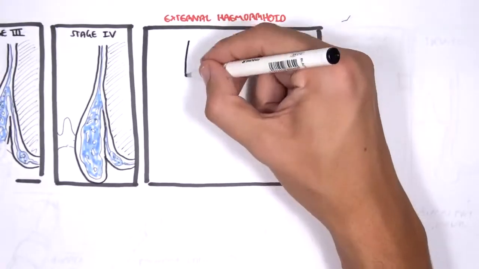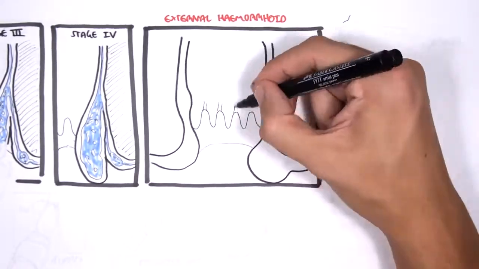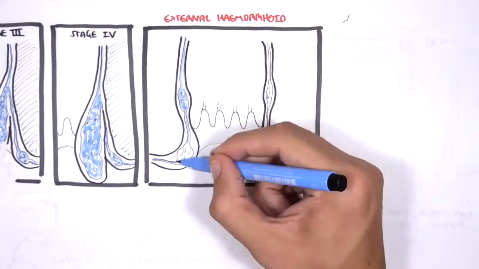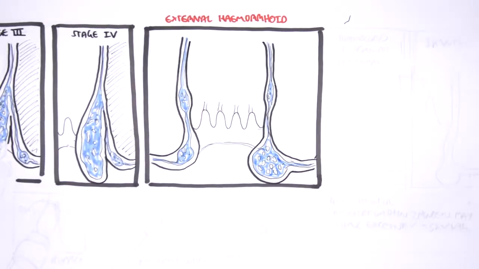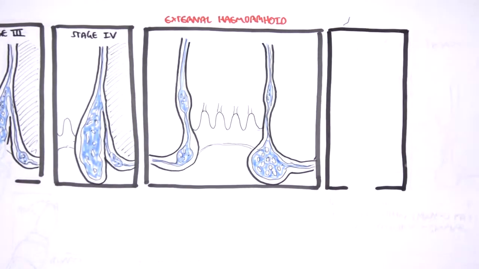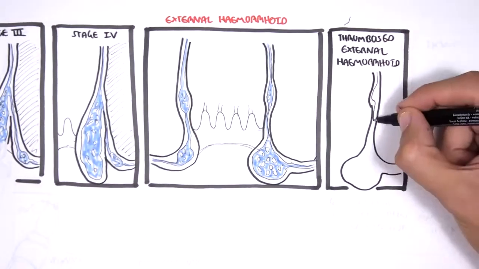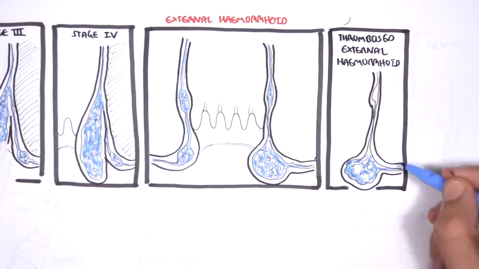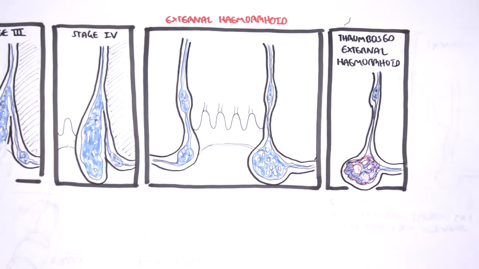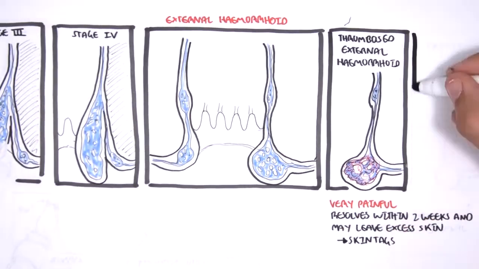In an external hemorrhoid, as mentioned, the pain is there because the cells around the area are from an ectodermal embryological origin, thus causing pain. The pain is even more severe when thrombosis of the external hemorrhoids occur. External hemorrhoids with thrombus can be very painful, but often resolve within 2 weeks. And they often also leave skin tags.